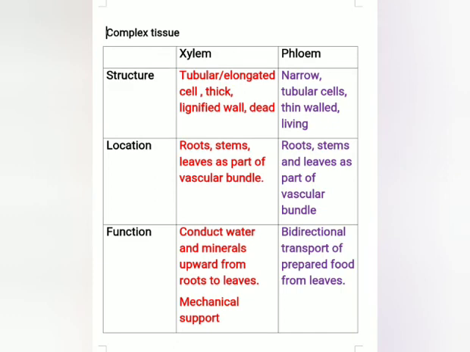Now let's come to the complex permanent tissue, that is xylem and phloem. They are also known as vascular bundles of plants and help in conduction of water, minerals and food. Xylem is unidirectional, that is, it conducts water and minerals upward from roots to leaves, whereas phloem is bidirectional, transporting prepared food from leaves to different parts of the plant.